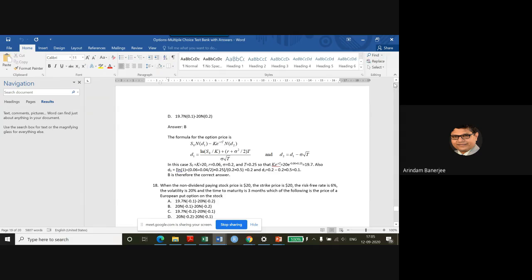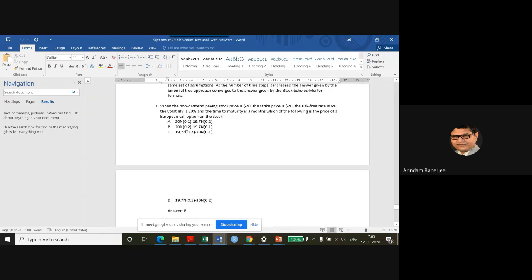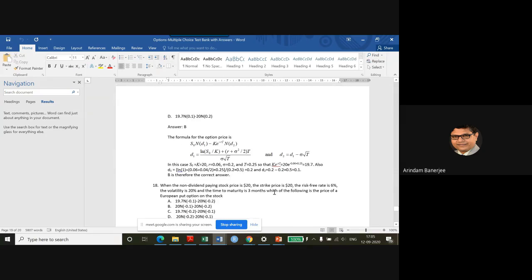B is 20 into N(0.2) minus 19.7 into N(0.01). So like this, the entire calculation they will not ask, but simple calculations which can be done, that they may ask.